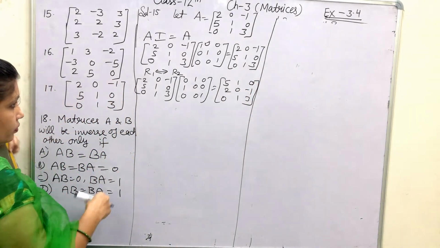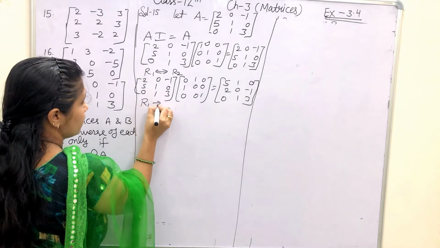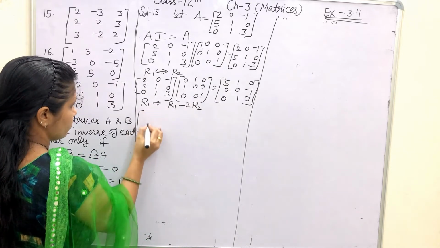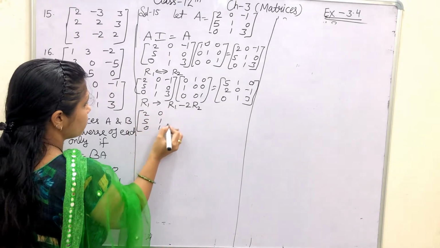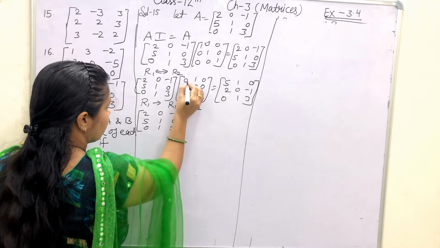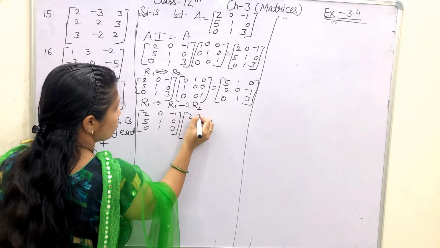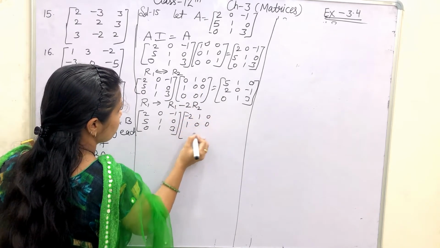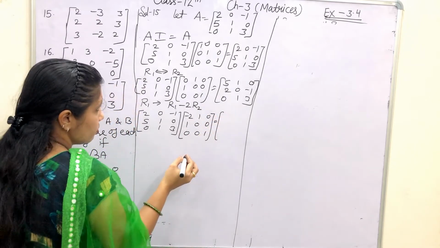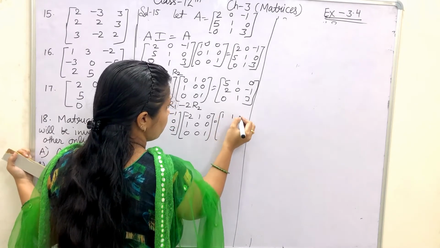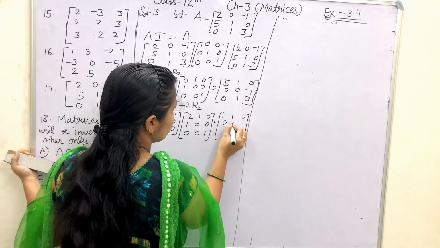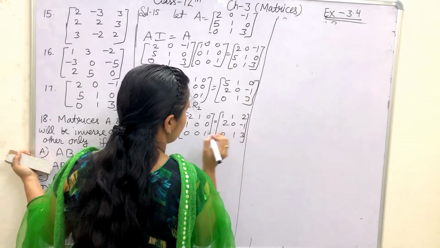Now R1 minus 2R2. R1 minus 2R2 gives minus 2 1 0 on the identity side, and the matrix side becomes 5 minus 4, 1 minus 0, 0 minus minus 1 plus 2, that is 1 1 1. The other rows are 2 0 minus 1 and 0 1 3.